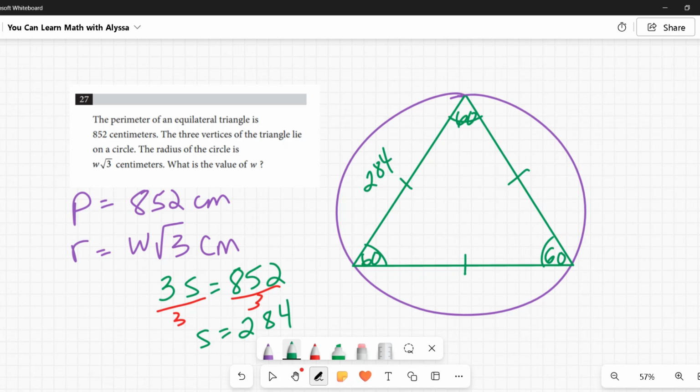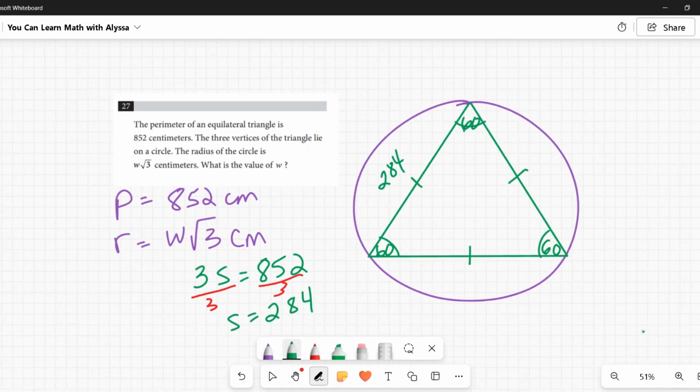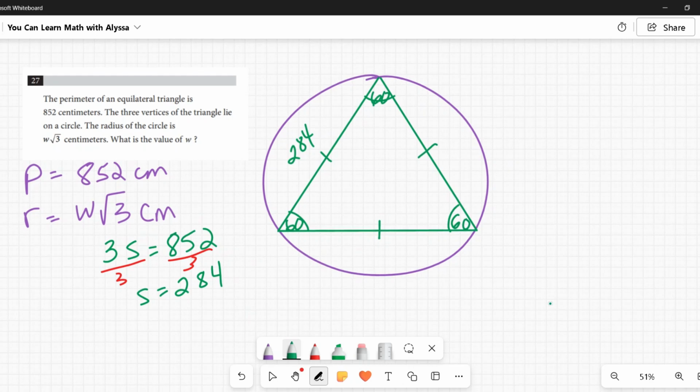Okay, that's good to know. Now, when they tell us the radius of the circle is w square root of 3, anytime you have a problem with a triangle and square root of 3 is mentioned, I want you to immediately think, is there a way I can use 30-60-90 triangles? Have that pop up in your head. You may not, but the odds are in your favor. It's going to be a 30-60-90. Just the way it works.